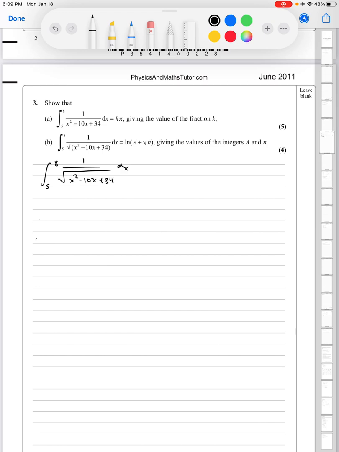I'm going to cheat and say we've already done part of this. We've already said that this completing of the square is just 1 over the square root of x minus 5 squared plus 9 dx.